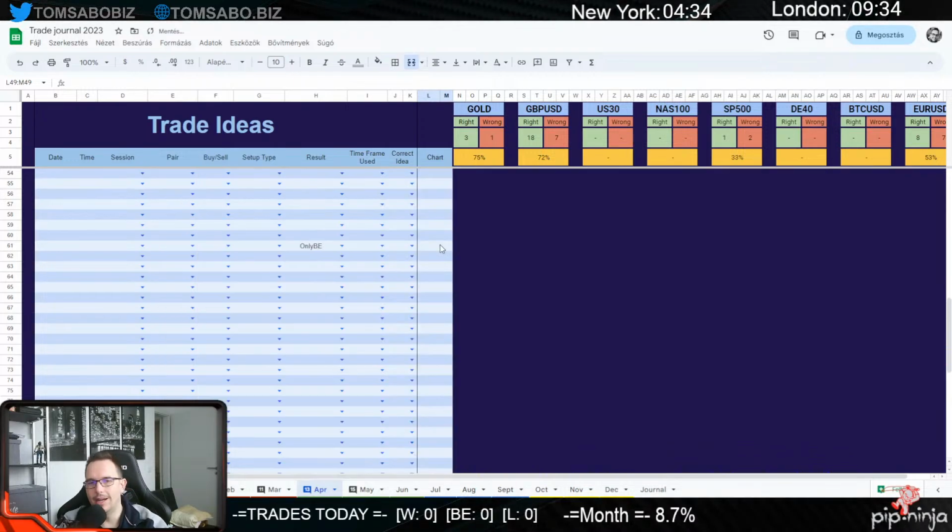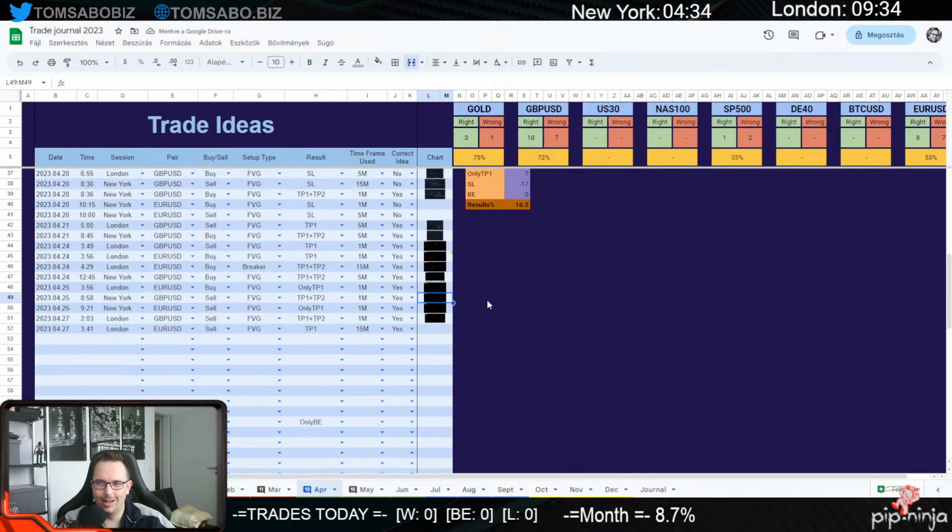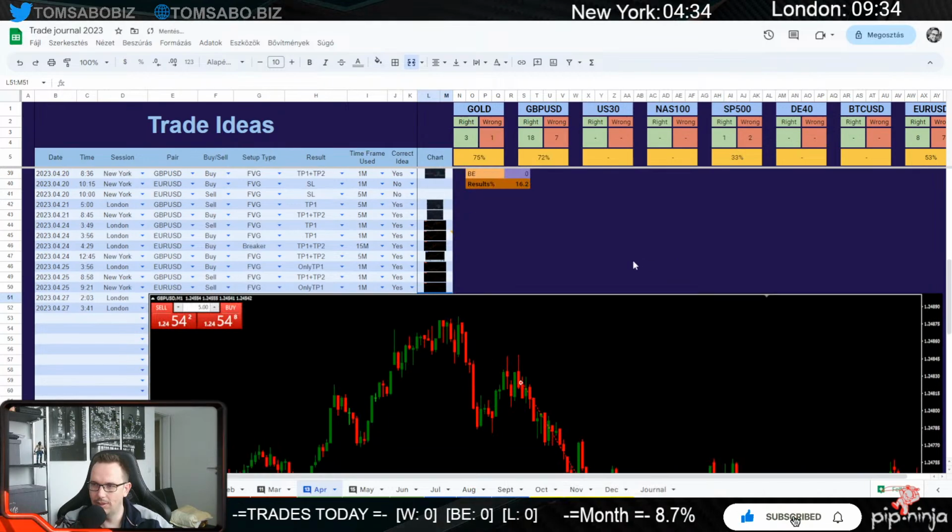Anyway, yeah, I move it to break even. I move my stop loss to break even. I want to find a better trade.